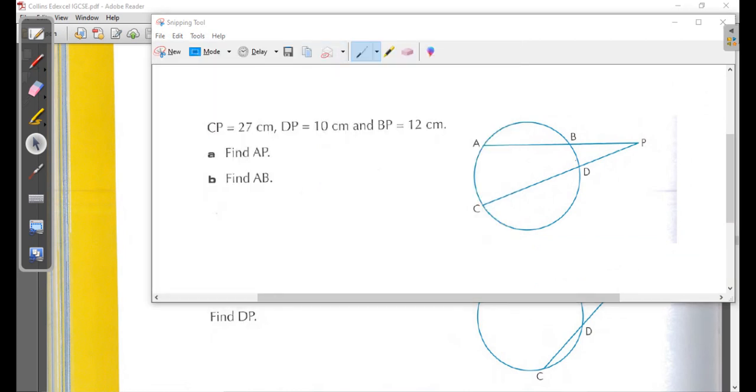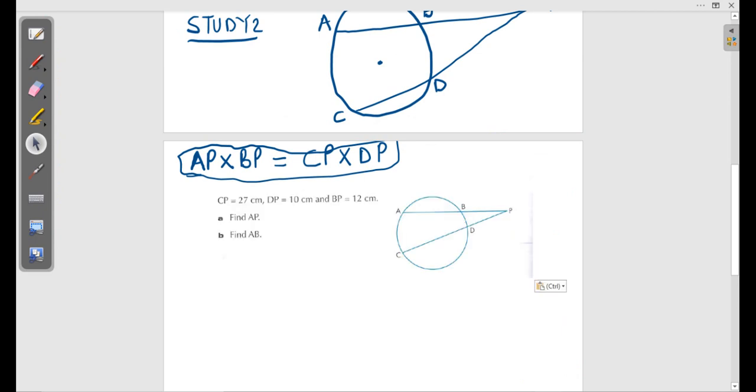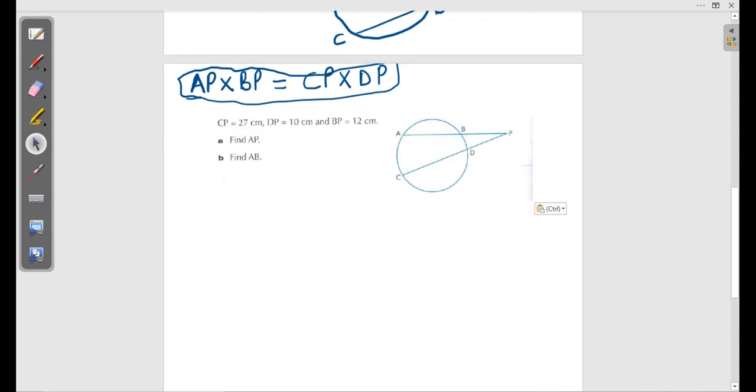Okay, so let's look at the diagram. Let's label first. The whole of CP is 27, DP is 10, PB is 12. The first question says we should find AP.